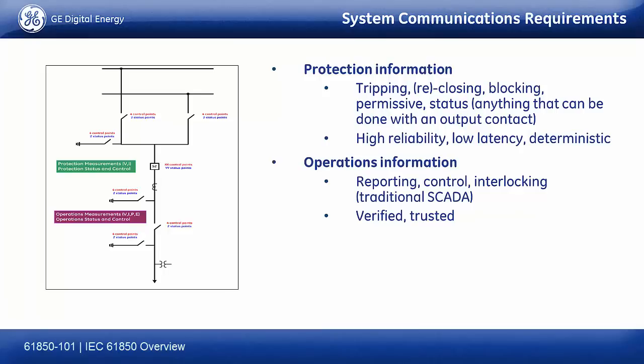Okay, operations has different requirements, right? They're not necessarily doing mission critical information, but they're doing important information on the operation of the power system. They're doing reporting, they want to do control, they want to do interlocking, a lot of the traditional SCADA functions. I don't need high speed, and determinism and low latency aren't absolute requirements, though it's nice. The requirement I really have is that every action I take is verified, so I can trust the information I'm getting, and I can trust the performance and what I'm seeing, right? So there are slightly different requirements. When you go through and look at applications, you have to figure out how to deliver these slightly different requirements.